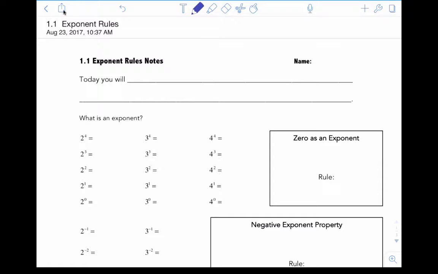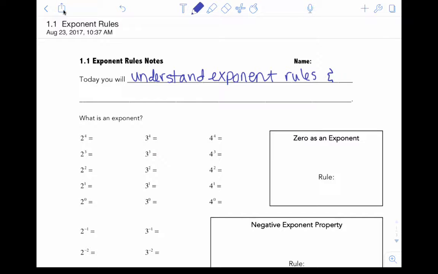We're going to go ahead and take notes over section 1.1, exponent rules. And so our objective for today is to understand exponent rules and simplify exponential expressions.